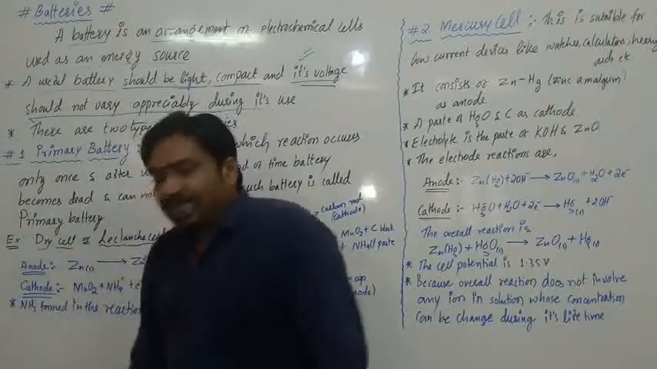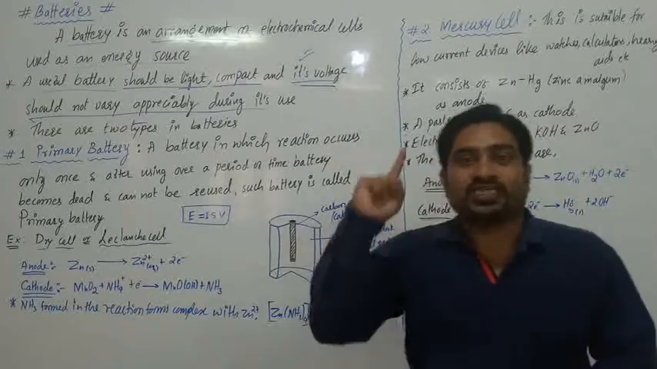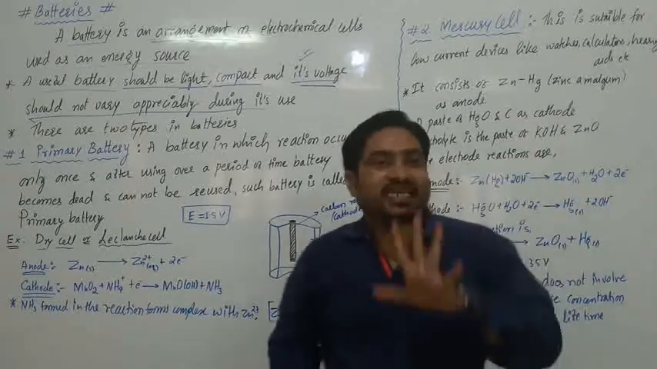Next, in batteries generally there are two types. The first one is called the primary battery, the second one is called the secondary battery.